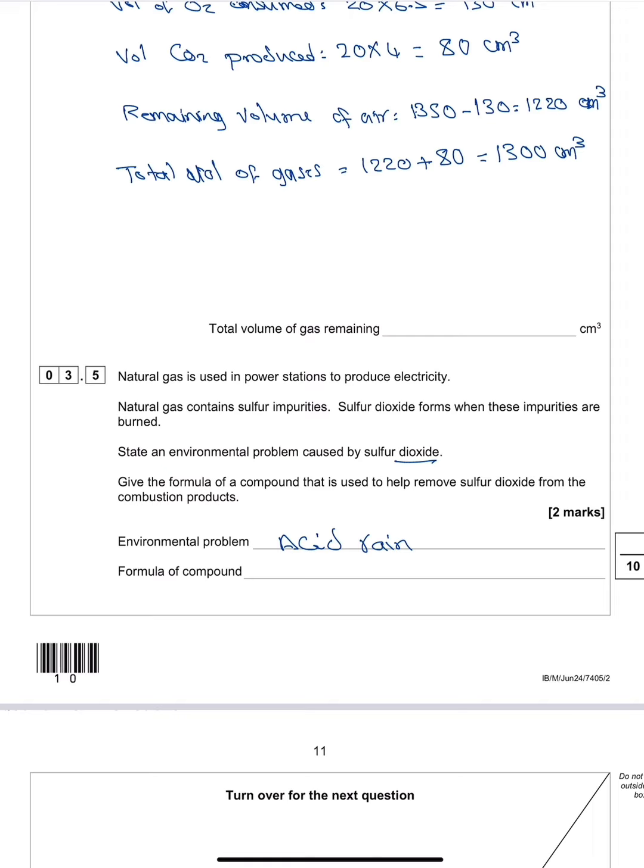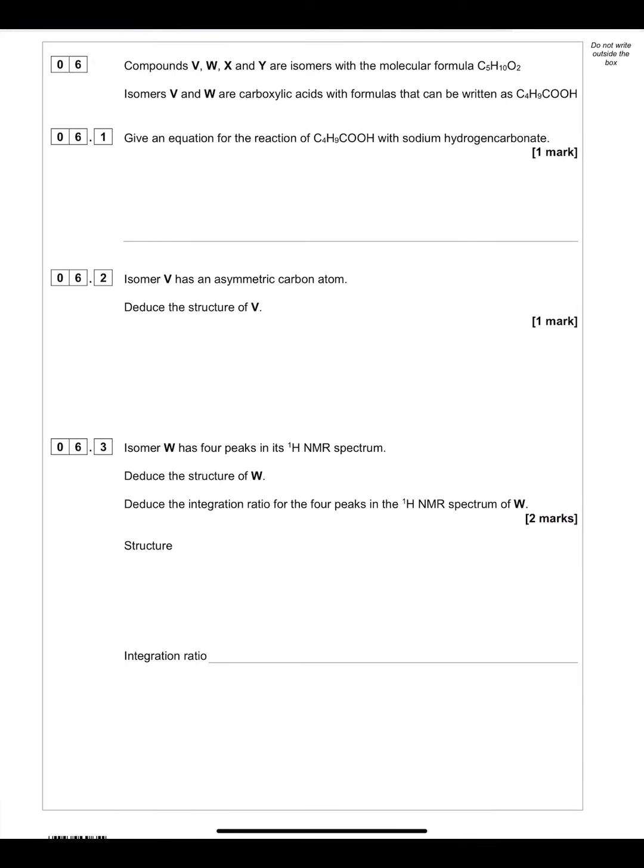And then they ask you about the formula of the compound that is used to help remove sulfur dioxide from the combustion product. So we know that the alkaline slurry is used, which is either calcium oxide or calcium carbonate. You can just write one of these two. You don't have to write both of them. You can just write calcium oxide or calcium carbonate.